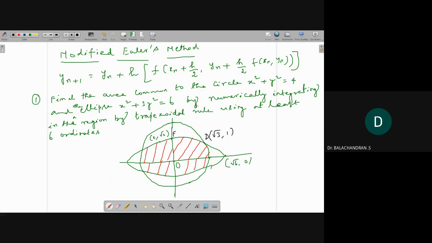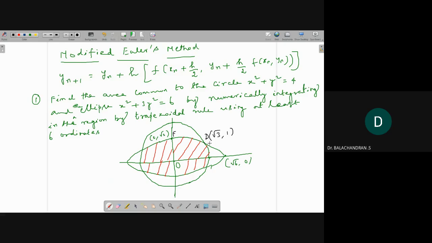You can easily check it here. If you substitute root 3 here, 3 plus 1 is 4. Here, 3 plus 3 into 1, that is 3 plus 3, 6. So this point D is root 3, comma 1.